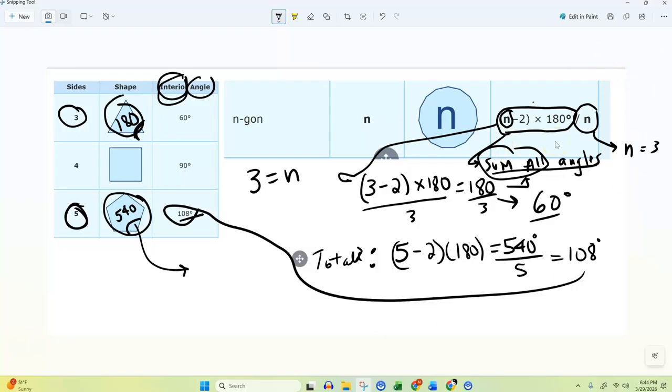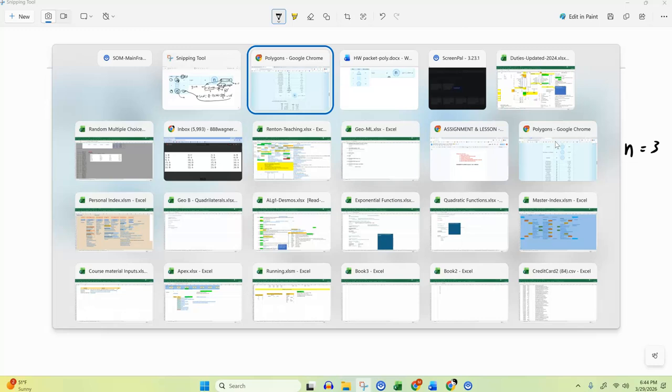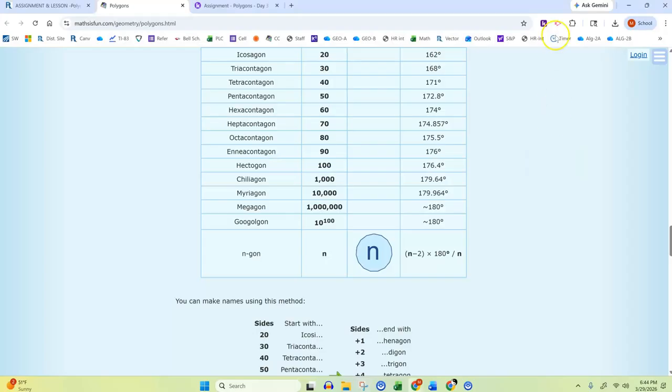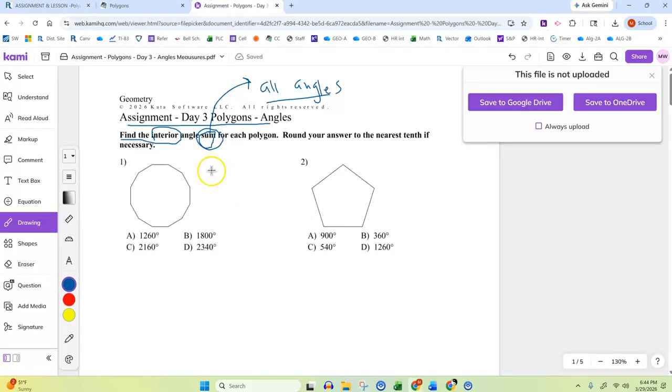Now, if you go to the assignment, see if I can find the assignment. Okay, so the first thing we get is they're asking us for the sum of each polygon, not the interior angles, but we could find it if we needed to. Well, what did we do? Remember, it's going to be n minus 2 times 180, right?